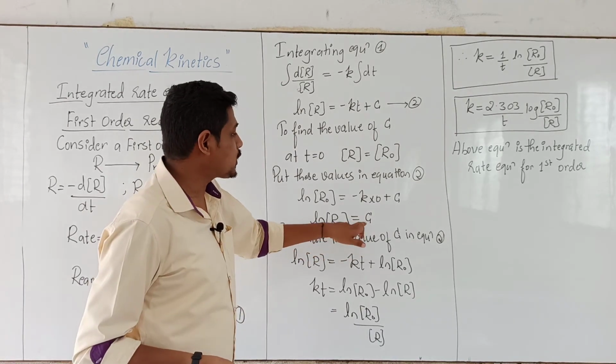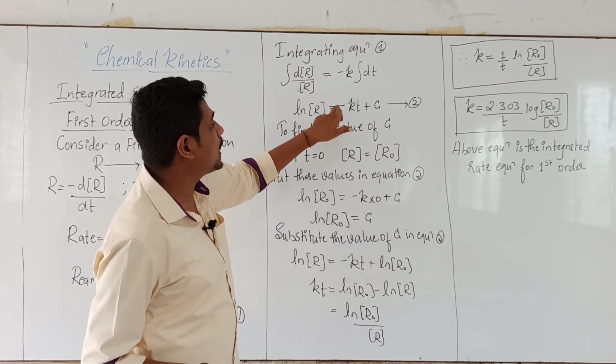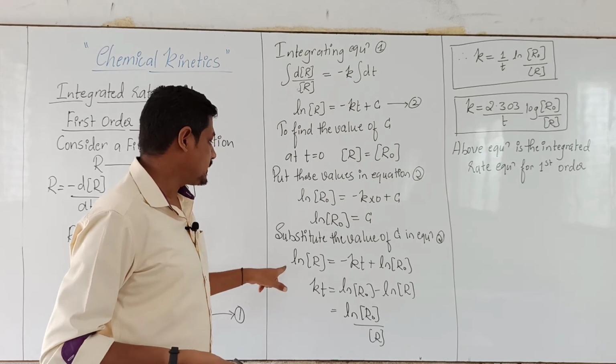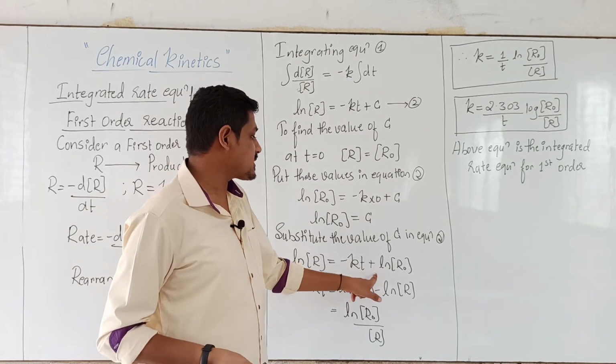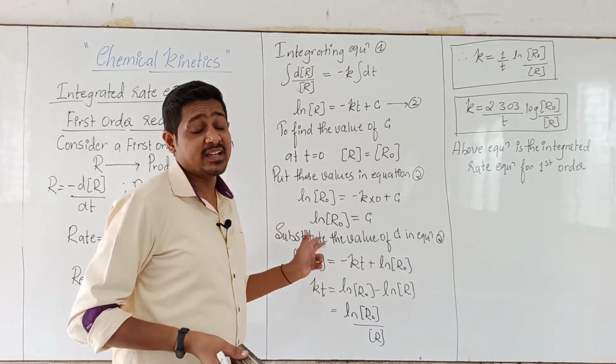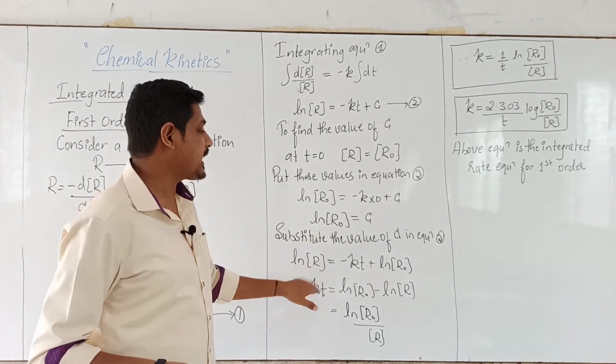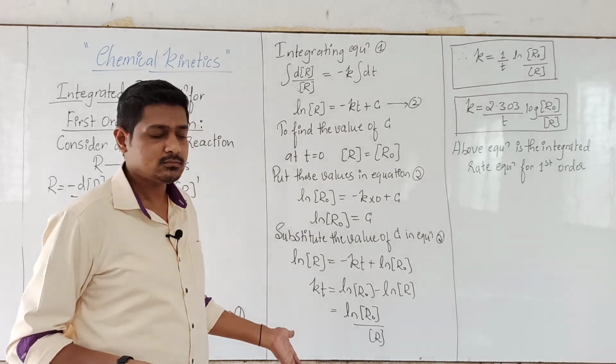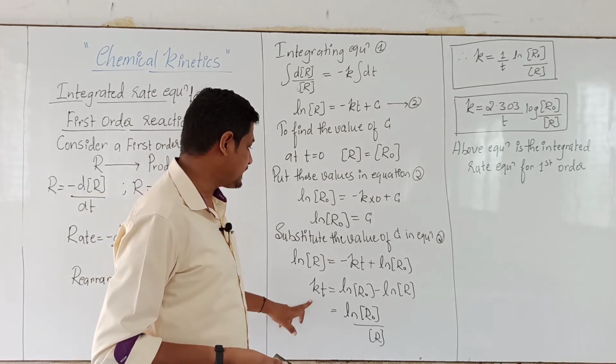Again substitute the value of this integration constant in equation number 2. So what we will get? Ln of r is equal to minus kt plus ln of r naught. Again, this is also the integrated rate equation for first order. But again we have to simplify further. Okay, then on simplifying we will get it like this.